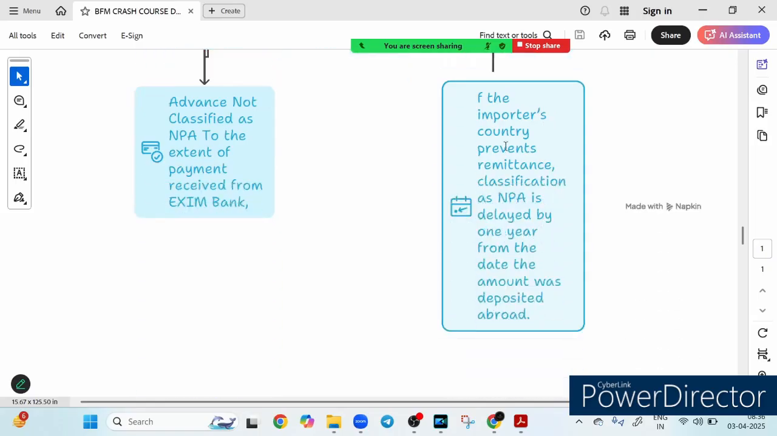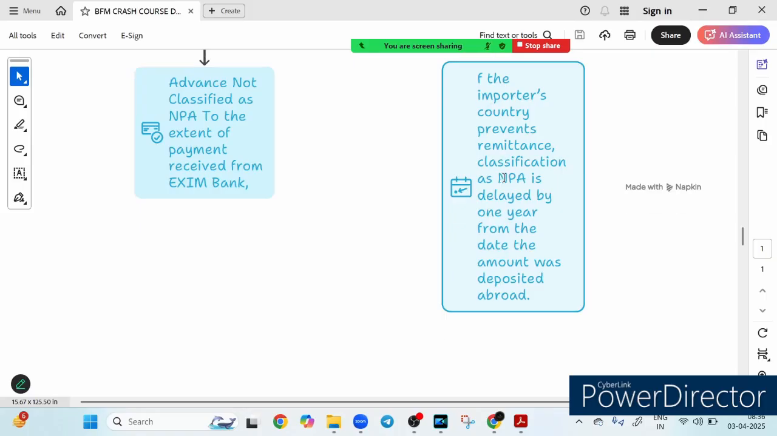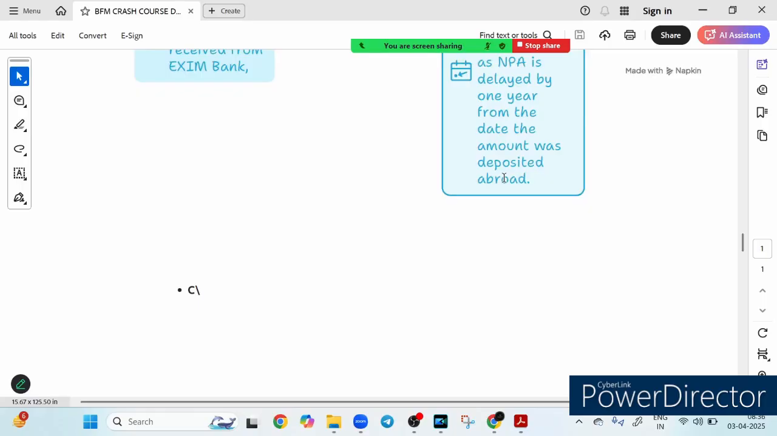And one more thing, if the importer country prevents remittance. If the importer country prevents the remittance of payment, this creates a situation where the payment might be delayed by more than a year from when it was deposited, and this also leads to NPA. Suppose the importer country prevents remittance because of any situation, then in that case also it will be classified as NPA. So remember, when payments are delayed or not received on time, there are specific factors, like political reasons or delays in the remittance process, that can affect the NPA classification.